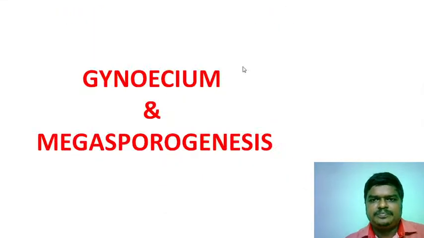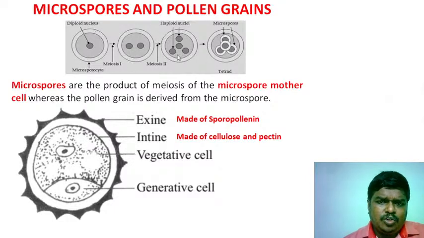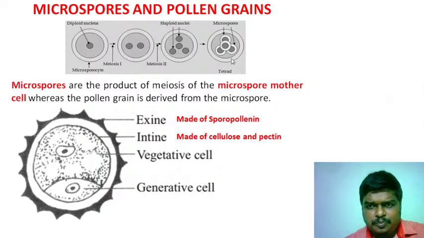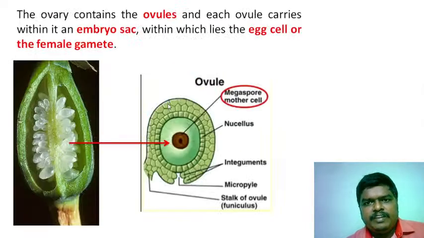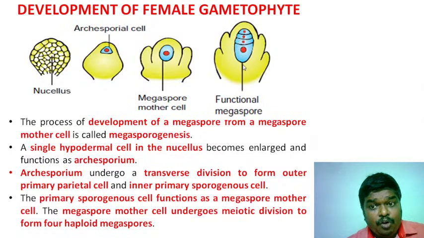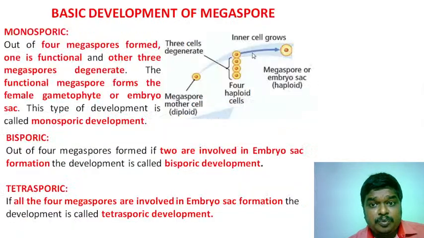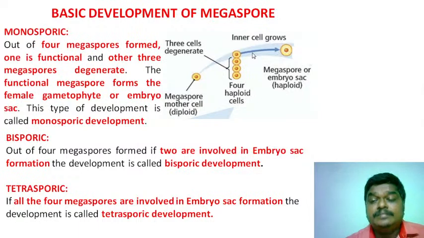I'll show you the picture. Same type of divisions. The microspore mother cell undergoes meiosis and forms 4 microspores. All the 4 microspores develop into pollen grains. Whereas in the case of the gynoecium, 4 megaspores are formed. Among those 4 megaspores, only one will become functional.